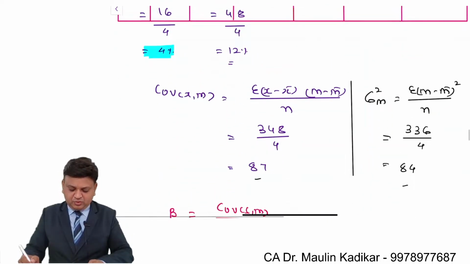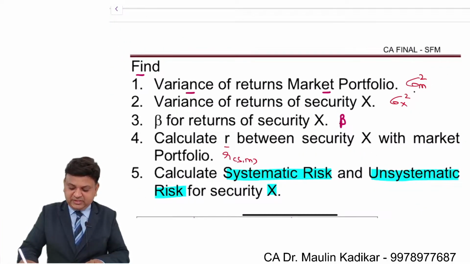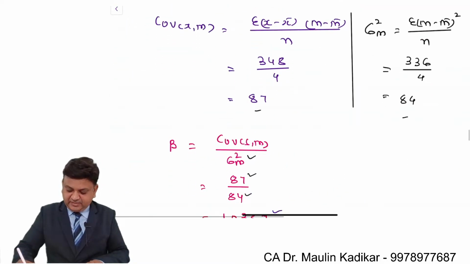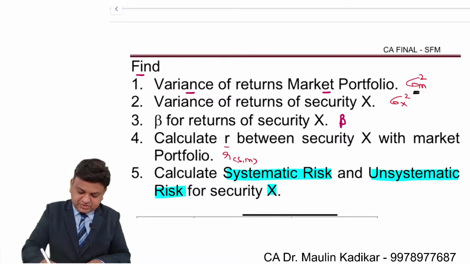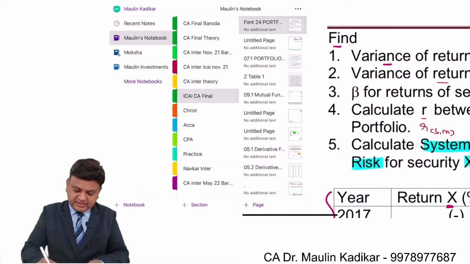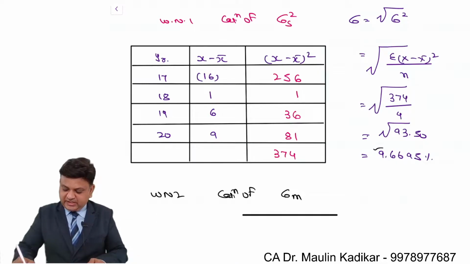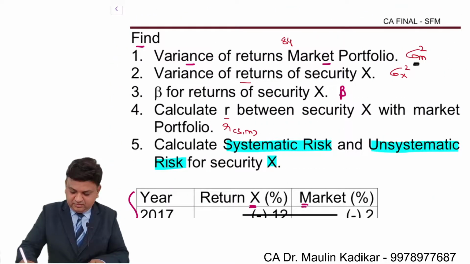So let us see how to write the answers. The first question is that you are required to compute the sigma m square. Of course, I'm going to write that in detail, but this is 84. So we understand that's the answer of the first question. The second question is, what is the variance of the return of security X? So the variance for the security X is 93.50, the sum of X minus X bar squared, divided by N.